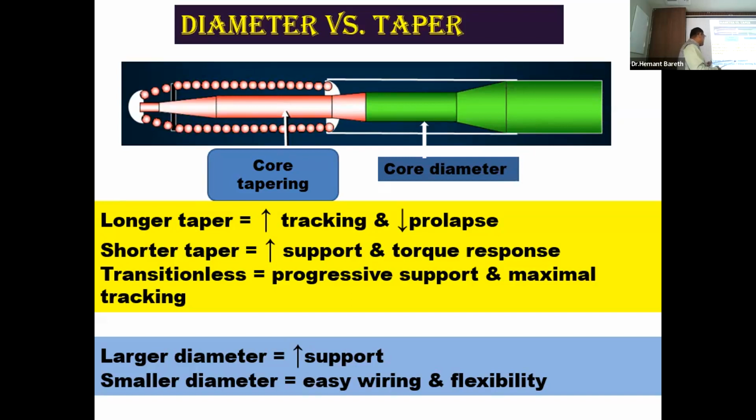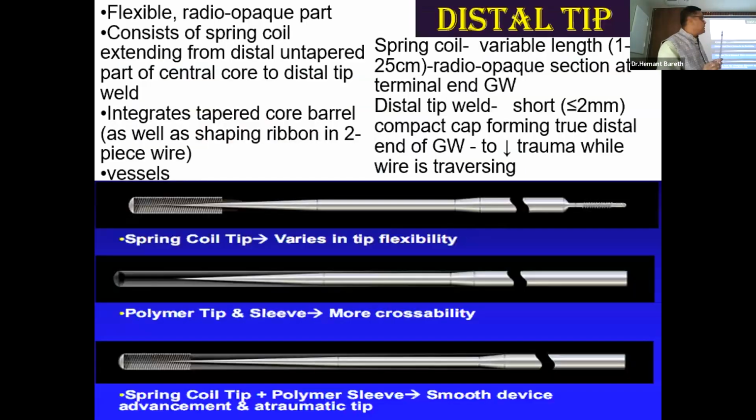Larger diameter is very easy. I told you the support. If you have larger diameter, more devices can be passed. With a smaller diameter, bigger devices won't pass, but it will take the shape of the vessel very easily. So trackability will be better and flexibility will be better. Trackability means taking the shape of the vessel, and flexibility means taking side branches, taking tortuosities, etc. So those will improve if you have a small diameter.